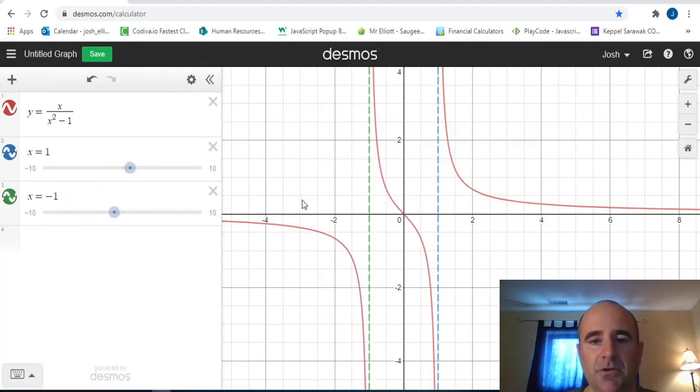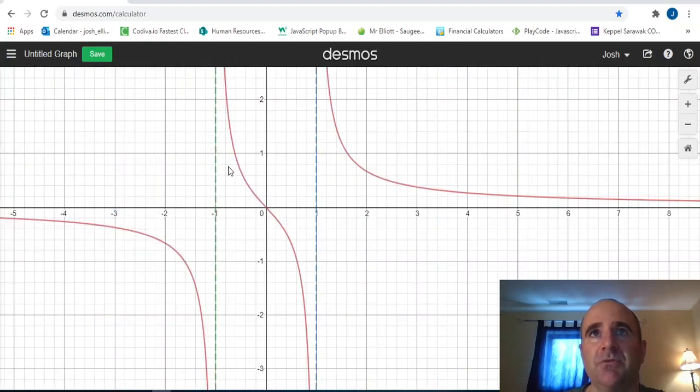And there's our vertical asymptotes. And sure enough, you can see the horizontal asymptote at y equals 0 as well. Okay, and sure enough, the graph approaches y equals 0 from above, and here from below. So I hope you realize that finding end behavior is similar to finding horizontal asymptotes, or in this case, sometimes more generally, end behavior asymptotes.